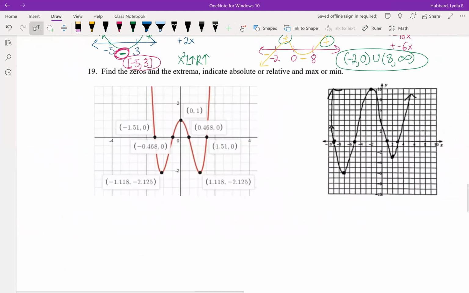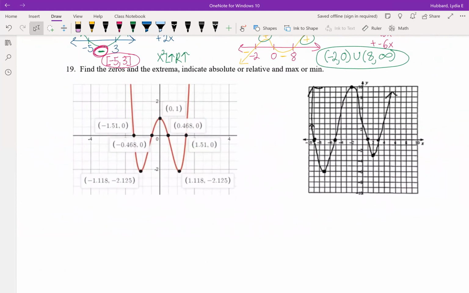Okay, so this next one asks us to list the zeros, extrema, absolute or relative, and max or min. So starting with this first one, we'll start with our zeros. So our zeros occur when y is equal to 0. So that's happening here, here, here, and here. So our zeros are, I don't need parentheses, we can just list them out. -1.51, it's right here. -0.468, it's coming from right here, this point.